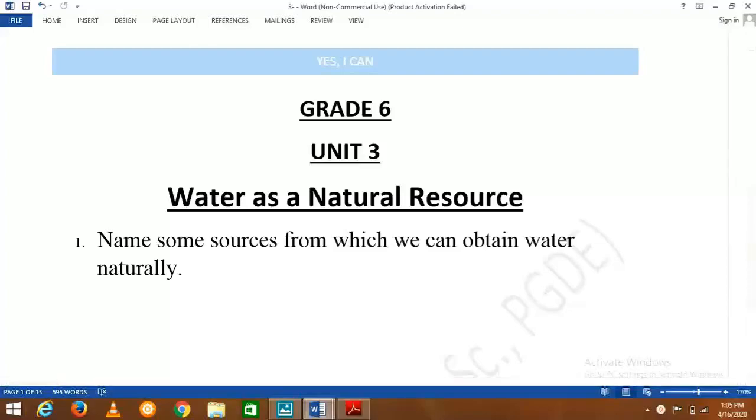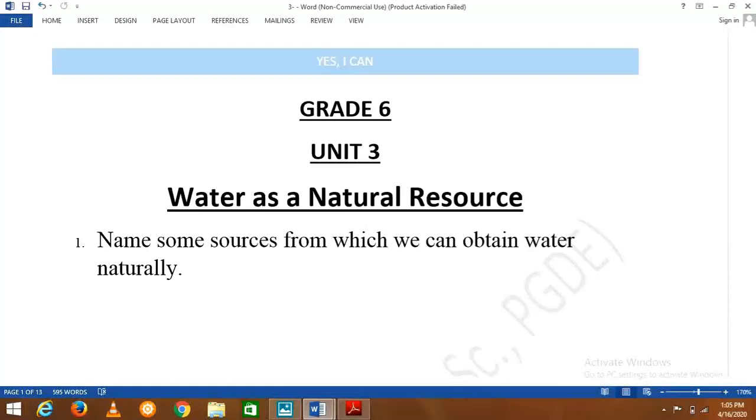Dear students, this is the third unit of grade 6, Water as a Natural Resource. If we talk about water, you know water is something essential for the maintenance of life. That means we can't think of a life without water. Here we are considering the naturally available water, which is very important for a large number of day-to-day activities. Here I will answer the questions which appear on your screen.